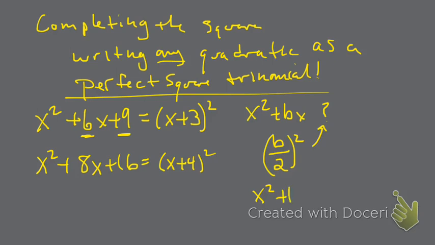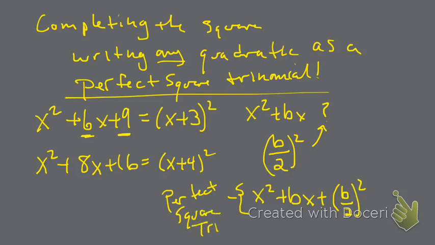So if I have x squared plus bx plus b cut in half squared, this is a perfect square trinomial in general. Now, the reason why that's so great is we can simply factor that into x plus whatever that b over 2 value is, quantity squared, and then we can solve by factoring.